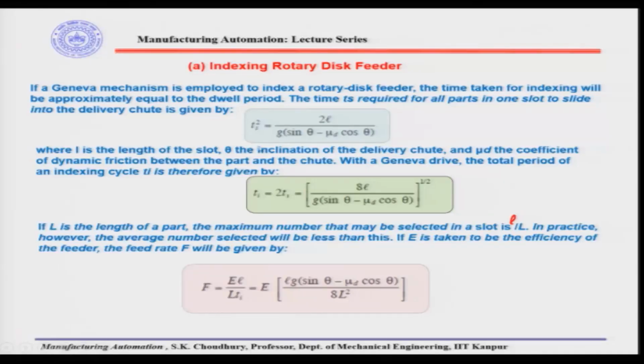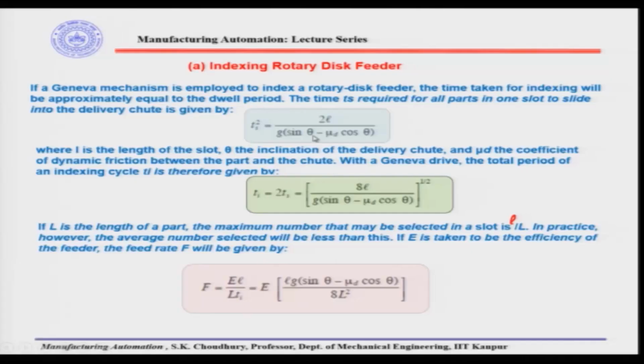Here we can find the maximum feed rate or the mean feed rate by finding how much time it takes. If a Geneva mechanism is involved, we consider that the dwell time and index time are the same. So, this can be found from 2L divided by g sin theta minus mu d cos theta, if you remember that we have done that earlier.